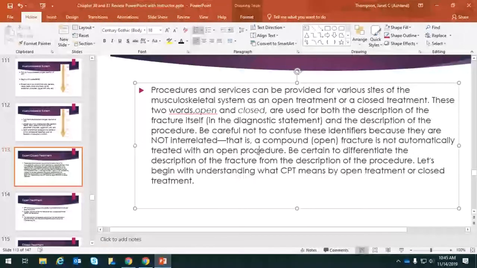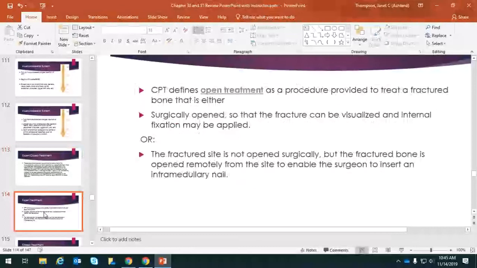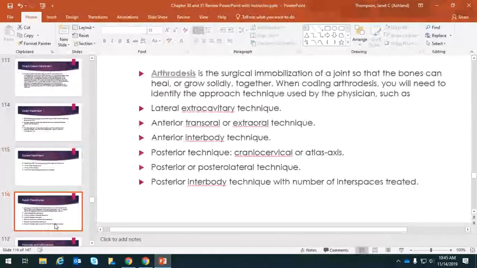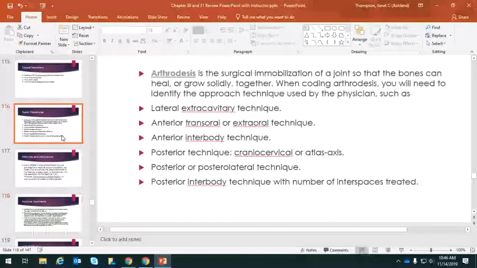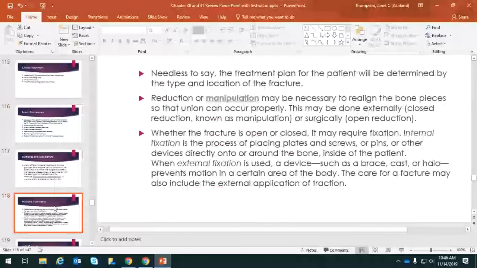An open fracture is protruding. Part of the fracture is protruding from the body. So we'll go over all these slides. We just talked about that. Arthrodesis. This is the fusion surgery. And I would say maybe watch the videos over this procedure. That's better than me just telling you about it. Let's see. This is more about fractures.